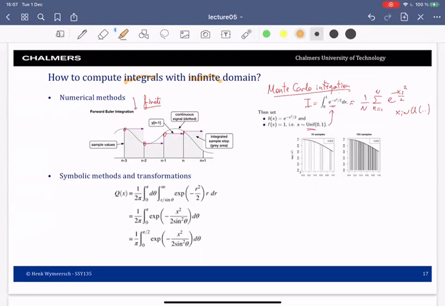Another approach is to do a symbolic transformation of the integral. So here is just an example where you have something with an infinity here, and by doing some mathematical transformations you obtain a finite range, and then you can use any kind of nice technique from numerical integration to solve this integral. So the next few slides deal with one of those transformations.